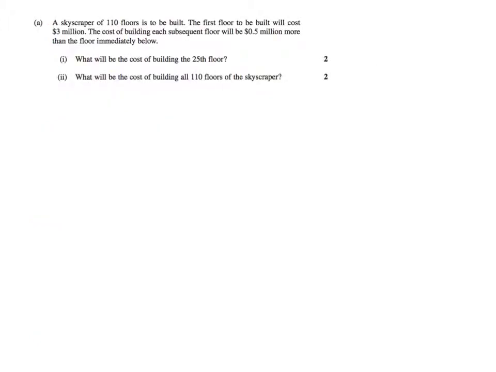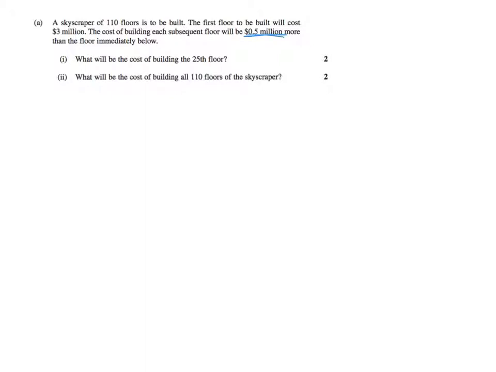Let's look at our next one here. A skyscraper of 110 floors is to be built. The first floor to be built will cost $3 million. The cost of building each subsequent floor will be $500,000 more than the floor immediately below it. Okay, so again, we've got an AP here because we're going up by $500,000 each time.